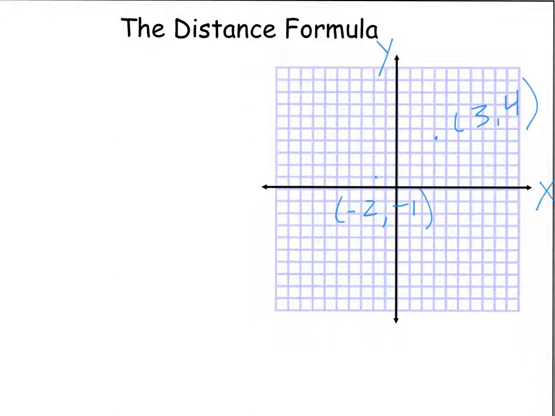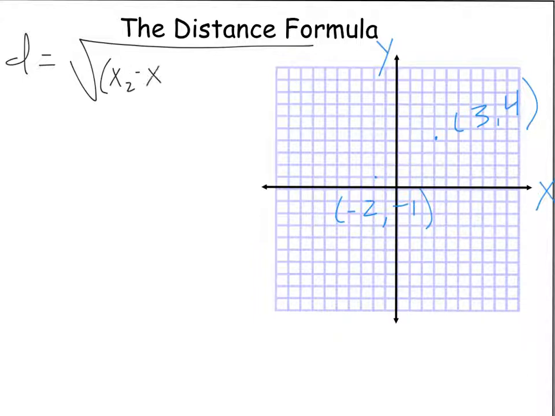The distance formula is as follows. We say D is the square root of x2 minus x1 squared plus y2 minus y1 squared. Now I've already got 2 points. You probably noticed that the coordinate point 3, 4 and the point -2, -1. I want to figure out the distance between those 2 points. Just to illustrate on our graph here, the length of that line segment that connects those 2 points is what I'm after.